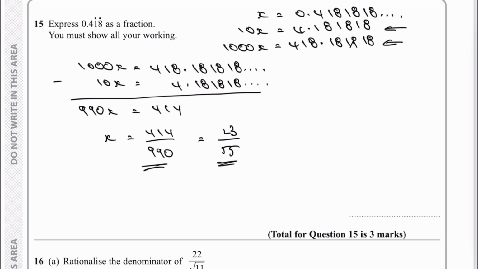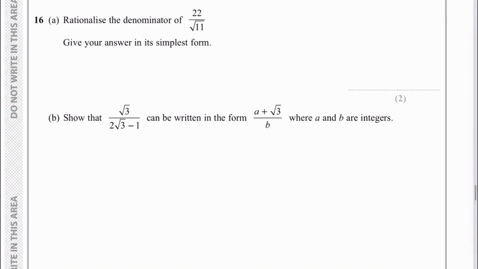Okay, let's have a look at 16a. 16a is rationalise the denominator. Basically all that means is make the bottom number a whole number. So I'm going to take my 22 over root 11 and multiply the bottom, the denominator, by root 11, but therefore I have to multiply the top by root 11 as well. So I end up with 22 root 11 divided by root 11 times root 11, which is going to be 11 itself, because it's the square root of 121.